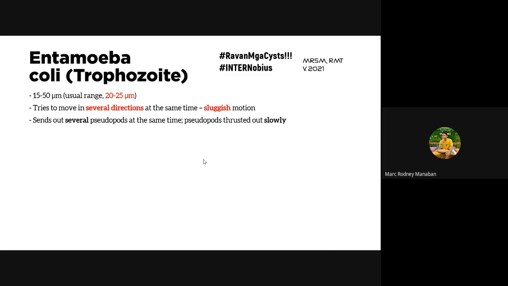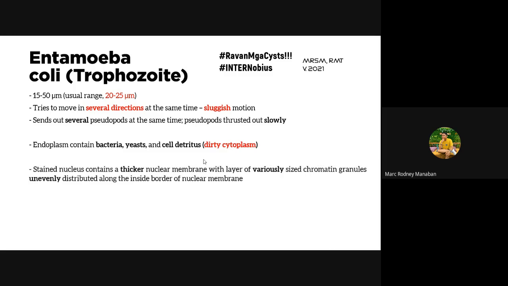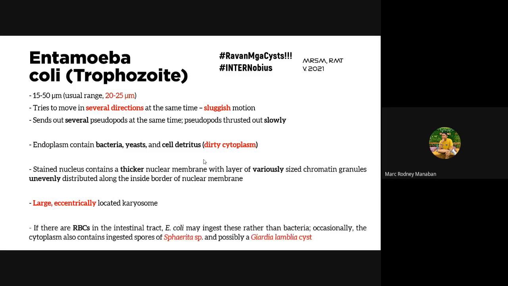Okay, so that's for the Entamoeba coli trophozoite. Endoplasm, similar with your cyst, is dirty. It may contain bacteria, yeasts, and cell detritus. Still uneven distribution of chromatin. Again, coarsely granular. And of course, the karyosome is still eccentric, meaning off-center. And if there are RBCs in the intestinal tract, it can ingest them, but this is rare.